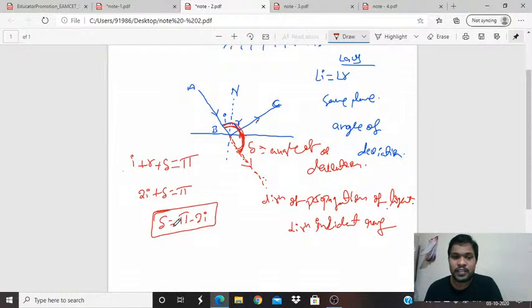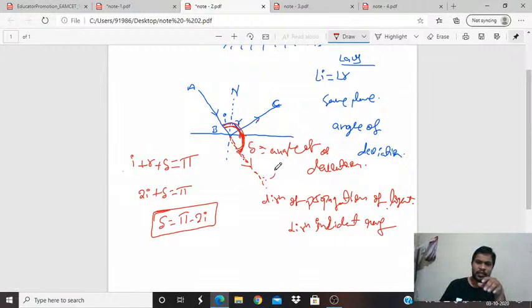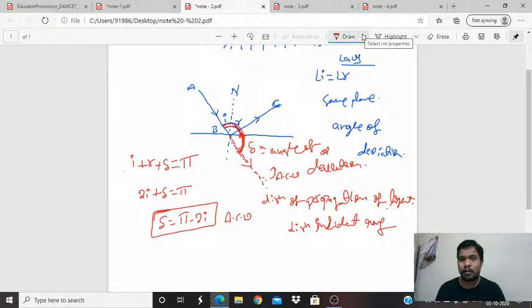This is the angle of deviation, a very important thing. Delta equals pi minus 2i. And it deviates in which direction? In this direction, which is anti-clockwise. Anti-clockwise it is. And what about clockwise? How do we take it in clockwise?